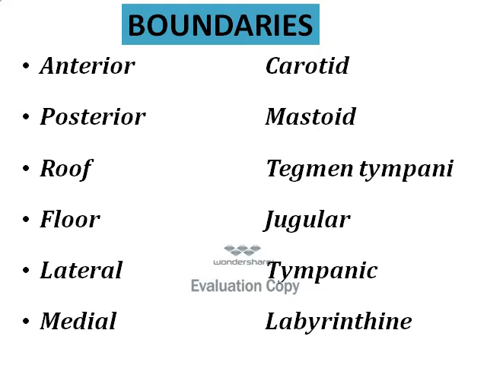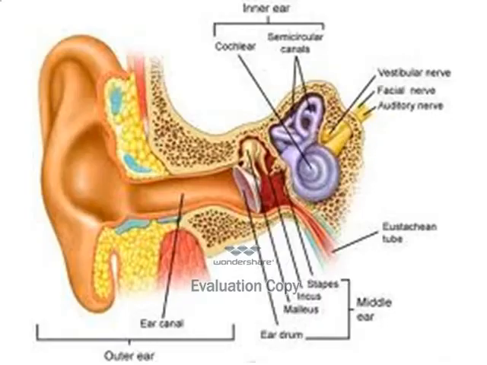Anteriorly, it is related to the carotid wall. Posteriorly, to the mastoid antrum. The roof is by tegmen tympani. The floor is to the internal jugular vein. The lateral wall to the tympanic membrane. The medial wall is called the labyrinthine wall, which is related to the turns of the cochlea.